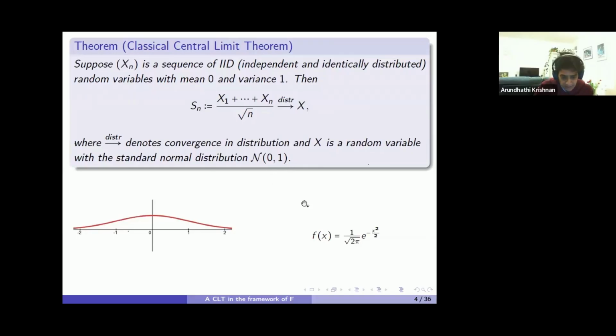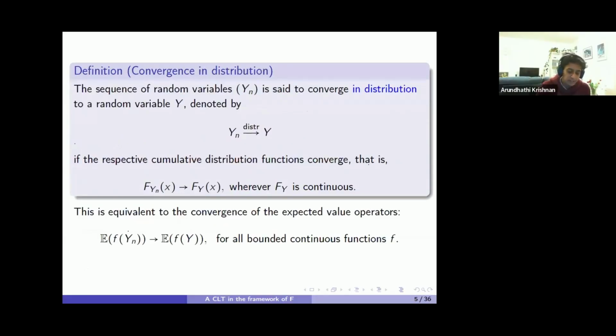So the normal distribution has the probability density function given here, 1 over square root 2 pi e to the minus x squared divided by 2, and there's a picture of what the probability density function looks like. I'll just say something quick about convergence in distribution. We'll say that a sequence of random variables Y_n converges in distribution to a random variable Y, denoted this way, if we have convergence of the respective cumulative distribution functions.